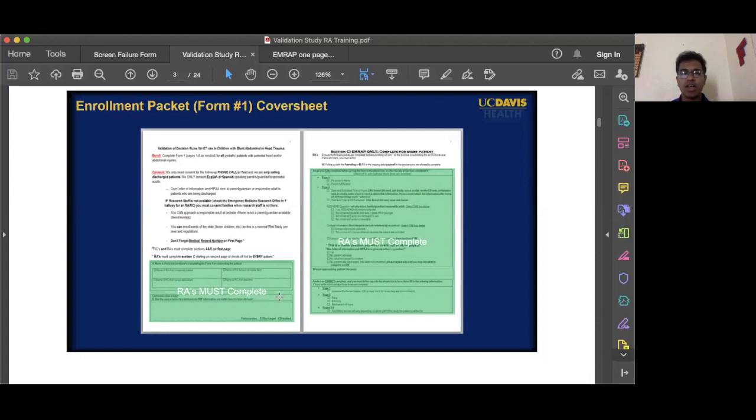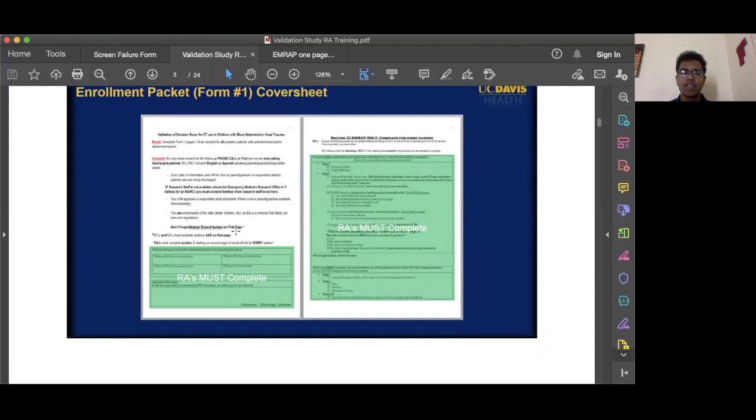We're going to cover how to fill out the Form 1, and I'm just going to give you a general overview of the Form 1 later on in this video. The next thing that we're going to be discussing is the approach and consenting for validation once the patient is confirmed by the attending that they do qualify for the study.